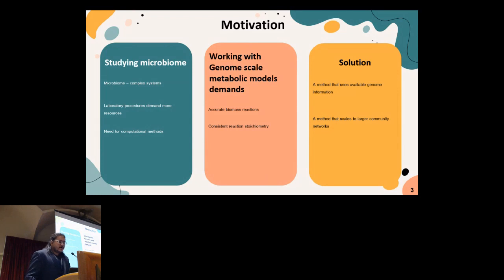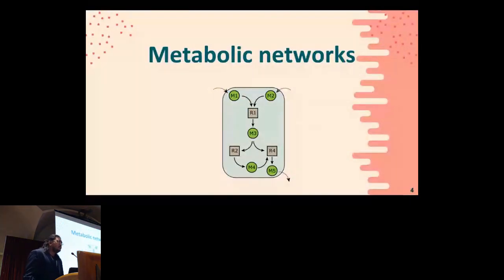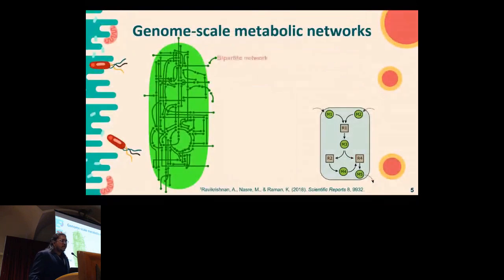Thanks to high throughput sequencing technology, we have a lot of genome information about a lot of microbes. And then we need a method that has to be feasible to work with large community data. Because microbiomes have a lot of members, a lot of microbes form a microbiome. So the method that we need has to work with large data.